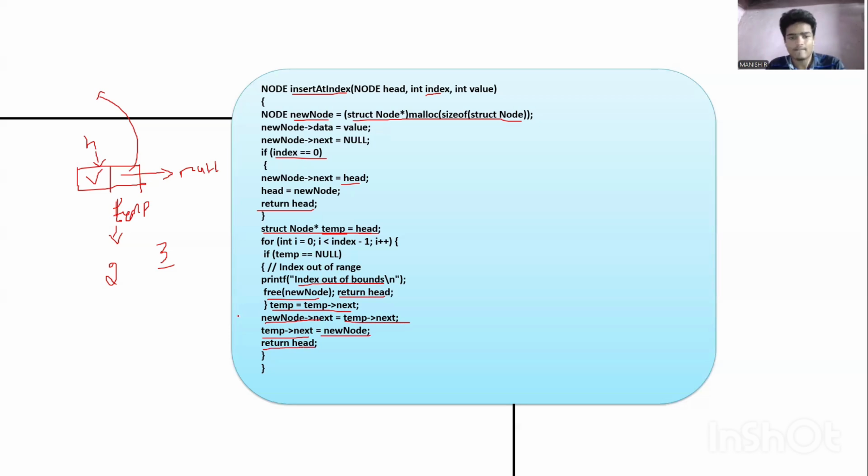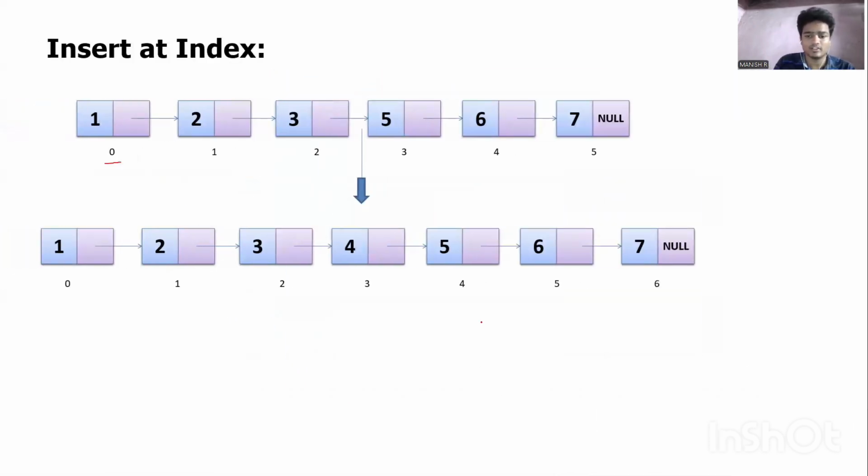For example, if a user wants to insert the value 4 at index 3, it is initialized to null, and this is the new node. The first condition is if index is equal to 0. The user entered index 3, so 3 double equals 0 is false. Therefore we have to move to index minus 1.